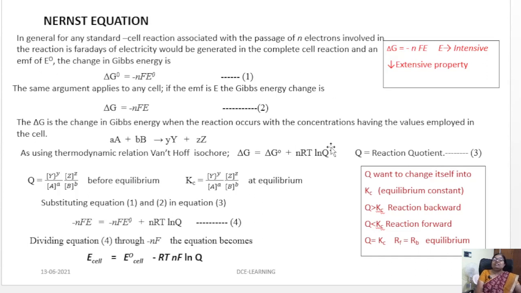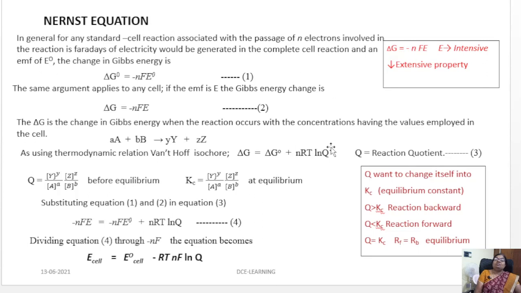Here, the EMF of the cell is an intensive property and delta G is an extensive property. We have to know about intensive and extensive properties, but it is by a thermodynamic relationship. The same argument applies to any cell. For any cell EMF E, the Gibbs free energy change is delta G equals minus nFE.